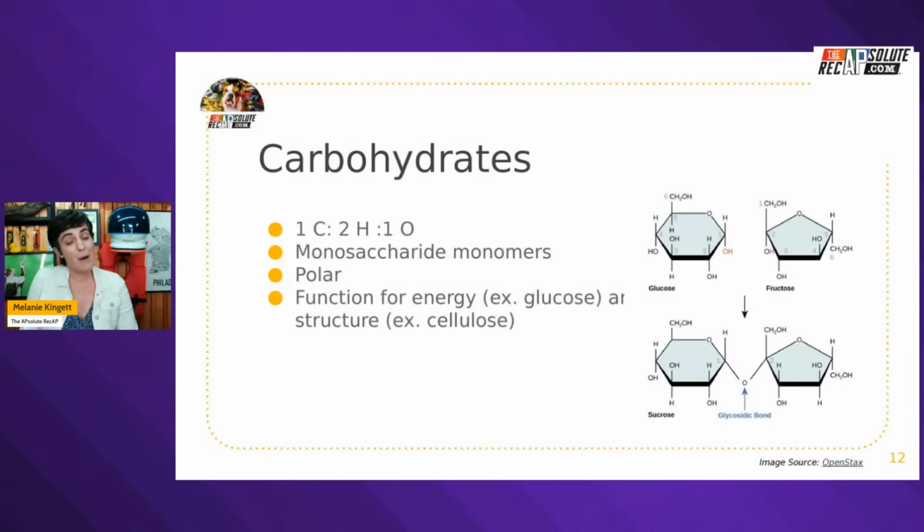We have monosaccharides as our monomers, forming polysaccharides as our polymers. They are polar. And they have a lot of functions. So glucose, I already mentioned, is going to come back again very shortly. And you can also have structural carbohydrates like cellulose in plant cell walls.